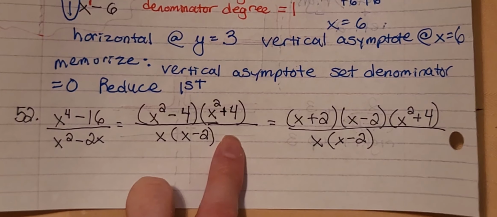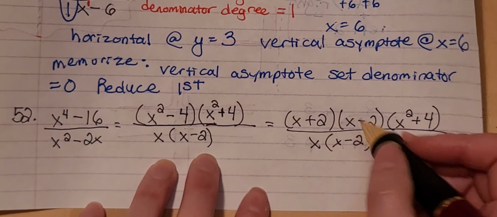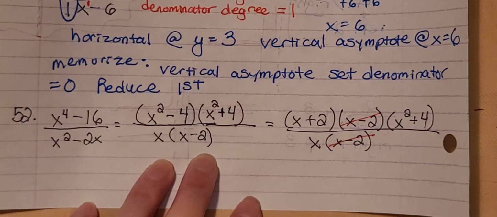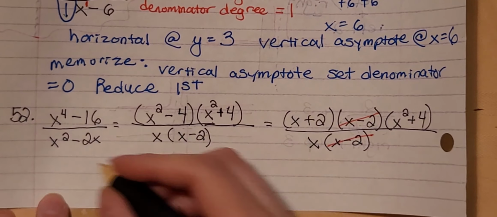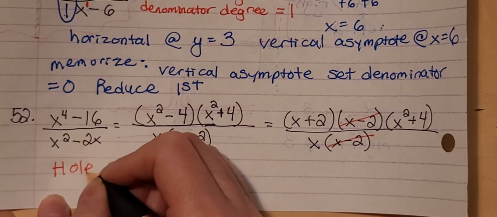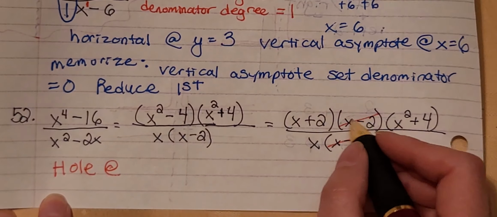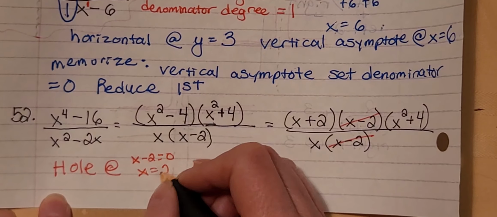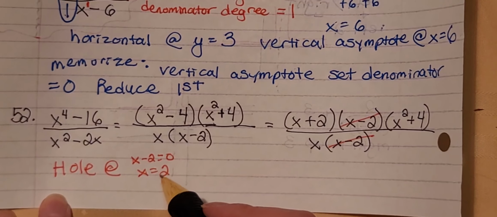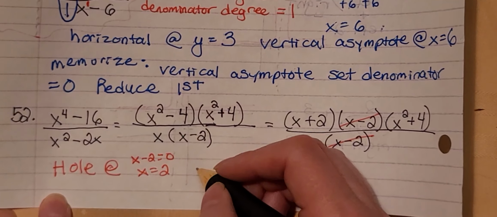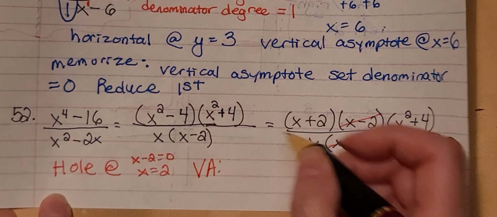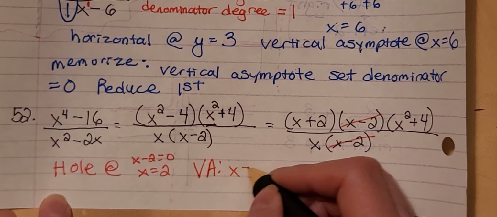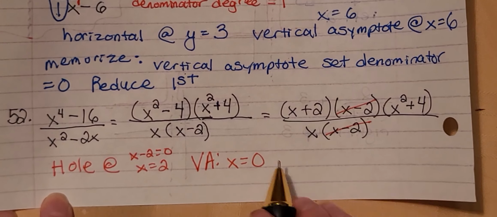Okay, and then you want to see if you can reduce anything. So this and this will cancel out. So there is actually a hole there because they canceled out. So you have a hole at, and you would set that equal to 0. X minus 2 equals 0, so x equals 2. So you have a hole at x equals 2. It's not a vertical asymptote, it's a hole. All right, your vertical asymptote, you set the denominator equal to 0. So the only thing we have left to set equal to 0 is x, so x equals 0.